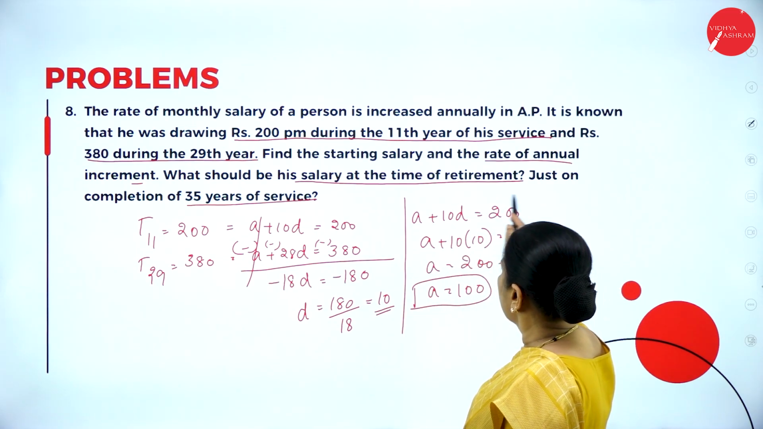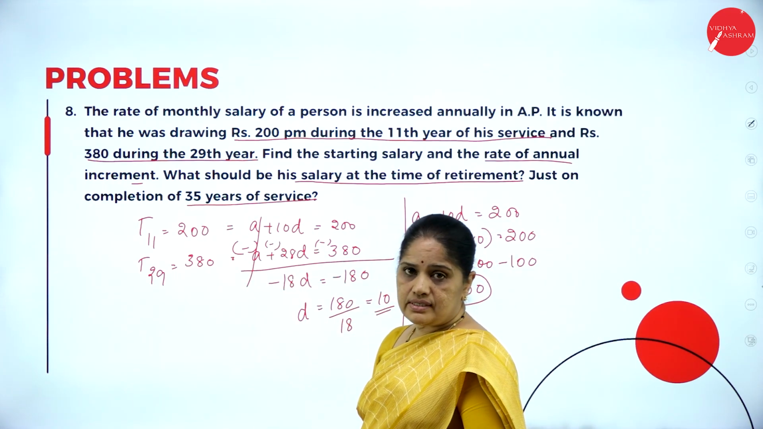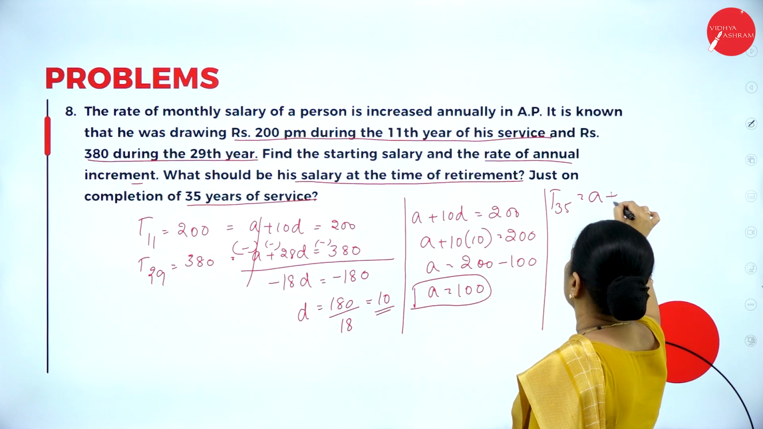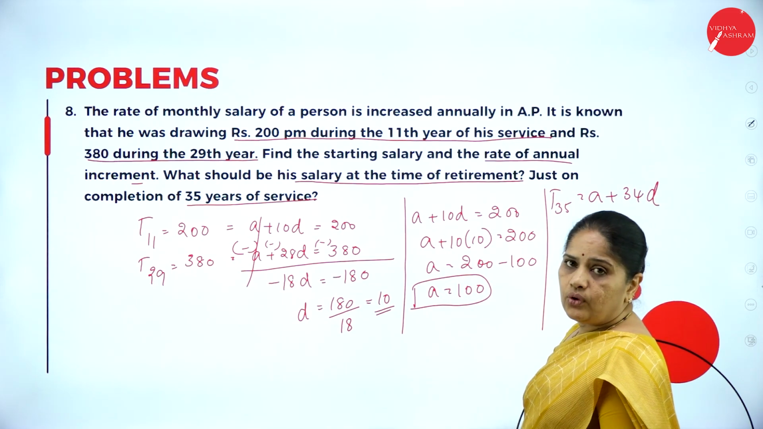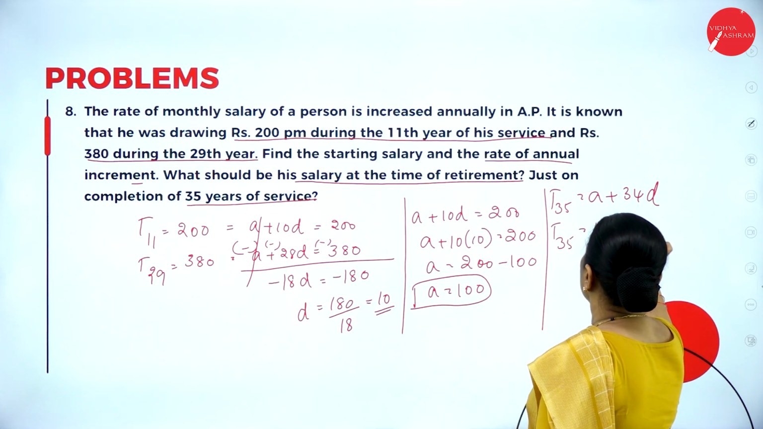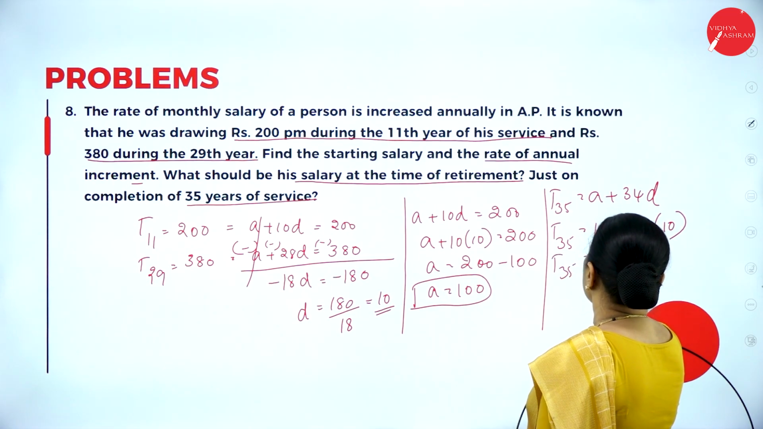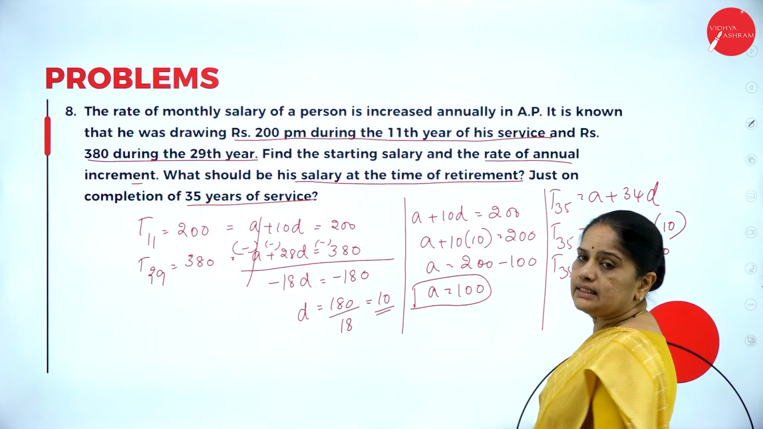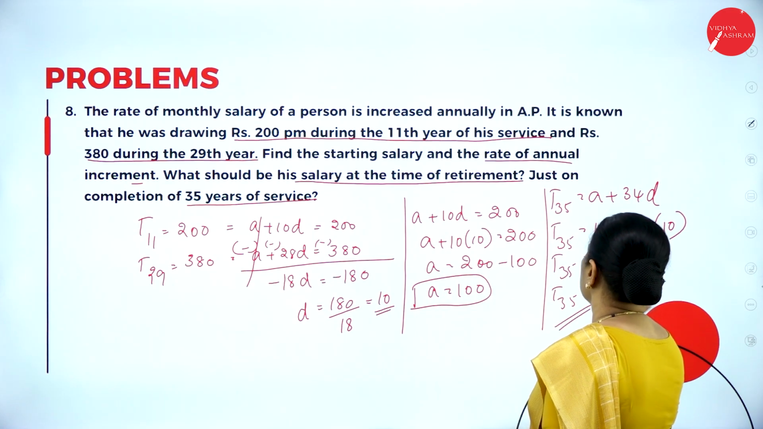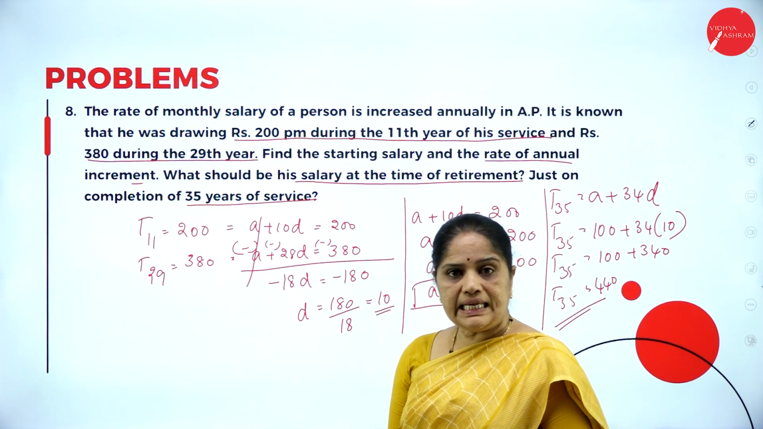What should be his salary at the time of retirement on the completion of 35 years of service? In the 35th year, T35 equals A plus 34D. So T35 equals 100 plus 34 into 10, which is 100 plus 340. So T35 equals 440. In the 35th year of his service, he will be getting 440 rupees.